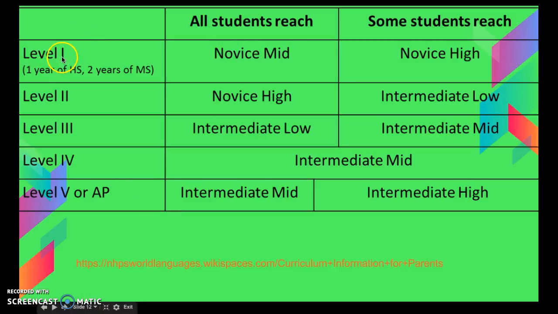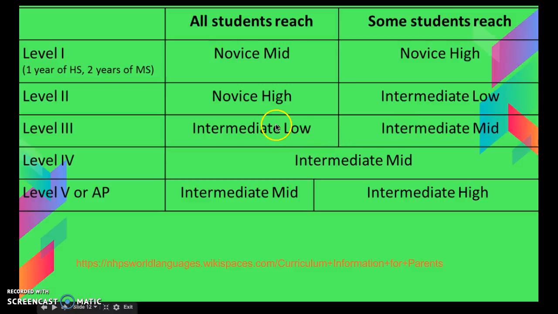So level 1, which means 1 year of high school or 2 years of middle school, they should all be here at the novice mid level. Some students will get to novice high. By level 2, everybody should end at novice high, where some students will be at that intermediate low level.